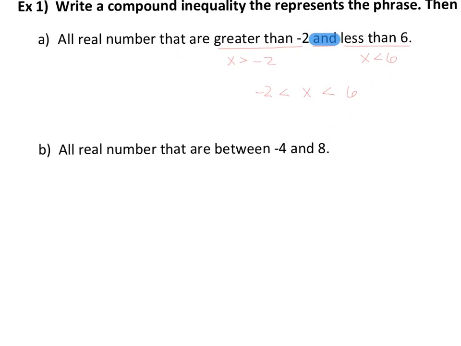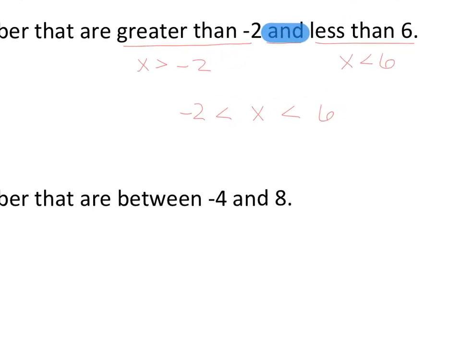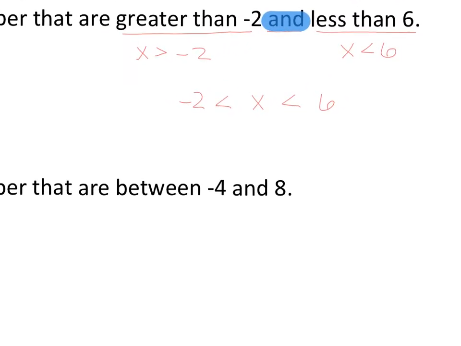All right, let's try the next one: all real numbers that are between -4 and 8. It's the same setup we have up here, except that I'm between these numbers. So I'm going to be between -4 and 8. I know my variable is between them, and then we're always going to have less than in there.